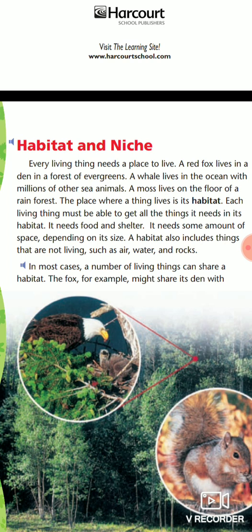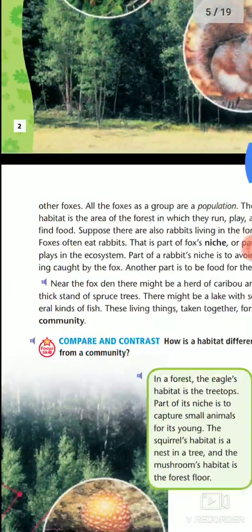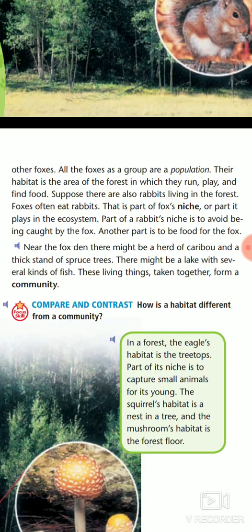In most cases, a number of living things can share a habitat. The fox, for example, must share its den with other foxes. All the foxes are a group, or a population. Their habitat is the area of the forest in which they run, play, and find food.